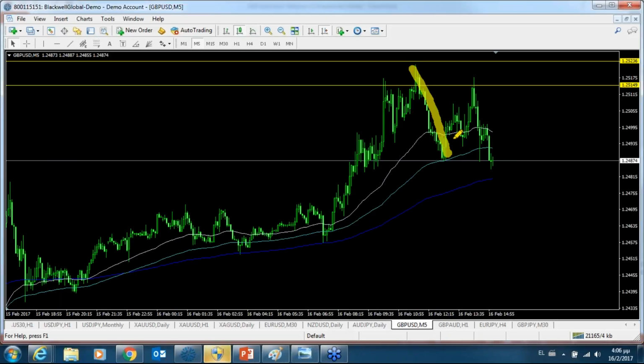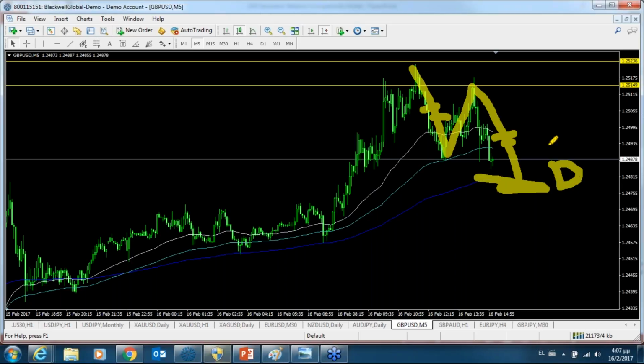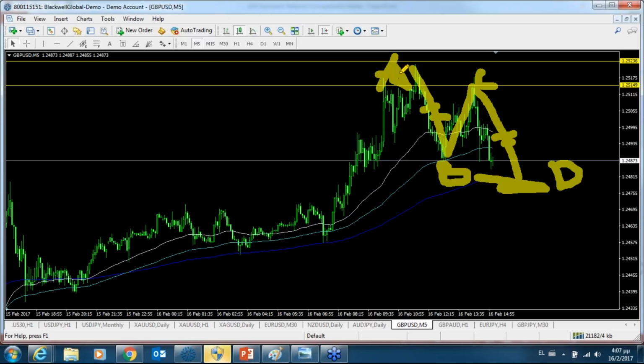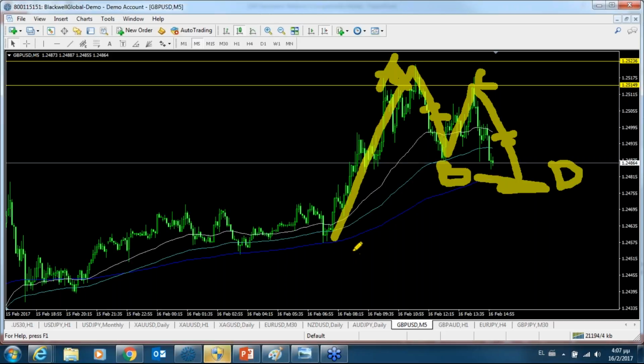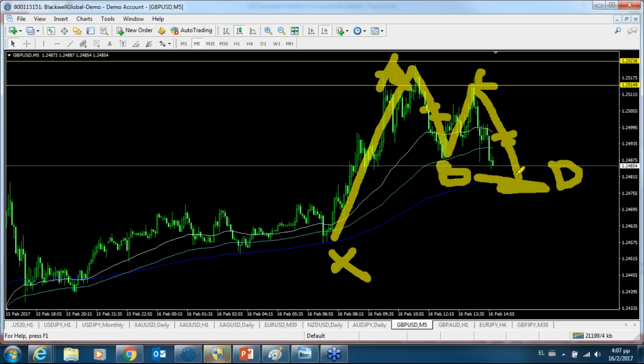Okay, first you start with the ABCD. Yes, it may be a potential AB equals CD, so a little bit more room. That room here would be your D point. We reverse backwards, now D, C, B, and A. So you've got A, B, C, D to the downside. Combine that A, B, C, D with a bigger move before that, then you've got an M here. So X, A, B, C, D.